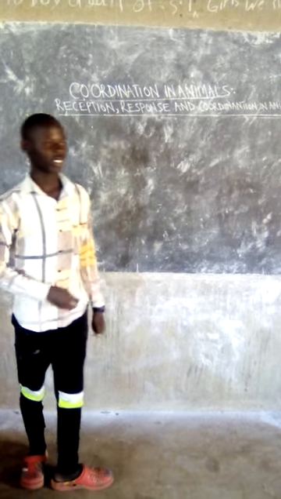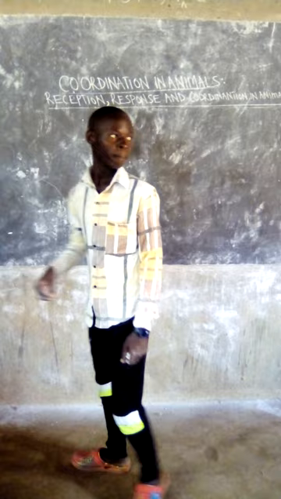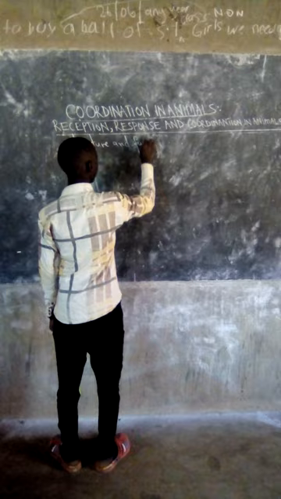Welcome to this video. We are going to look at coordination in animals, and our theme is perception, responses, and coordination. But basically, we are going to look at the structure and function of the nerve cell. The structure, and the function. Function of a nerve cell.